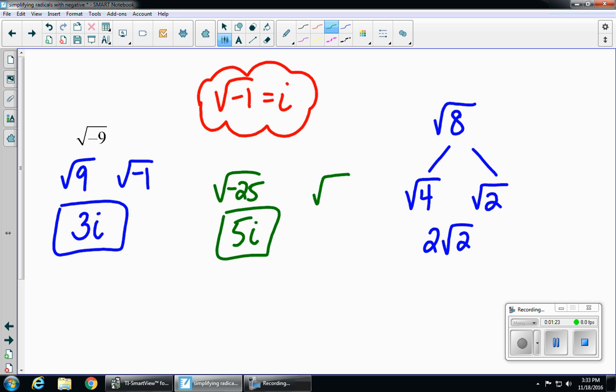What if I gave you something that I couldn't break down? For example, the square root of -3. I can't break down the square root of -3, and I can't take the square root of -3. So I have to leave it. But I can take out that negative and make it an i. So the square root of -3 is just i radical 3.